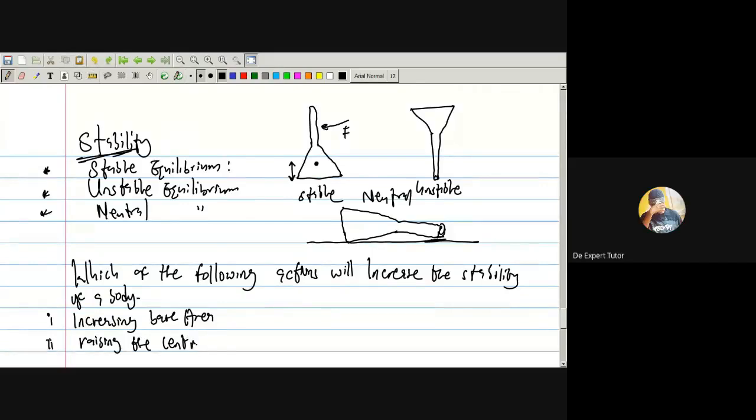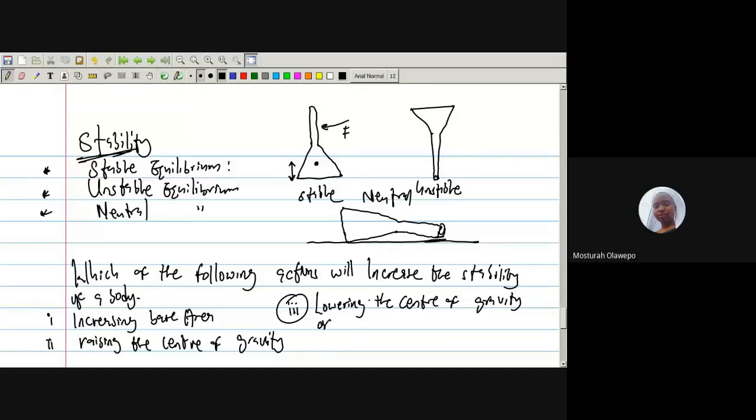Raising the center of gravity. Lowering the center of gravity of the body.